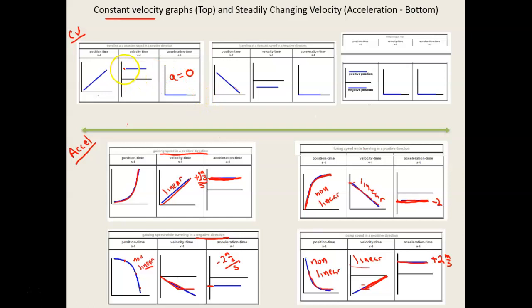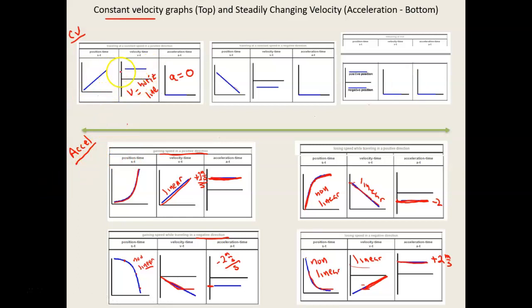Okay. Now your velocity is going to be a horizontal line. Okay, in all cases, right? It's a horizontal positive line to represent constant positive velocity. It's a horizontal line below the axis, indicating a negative constant velocity, or it is a horizontal line at zero, indicating constant zero velocity.